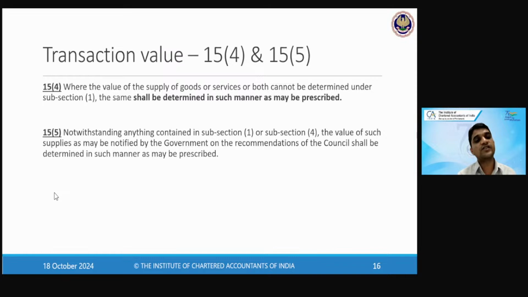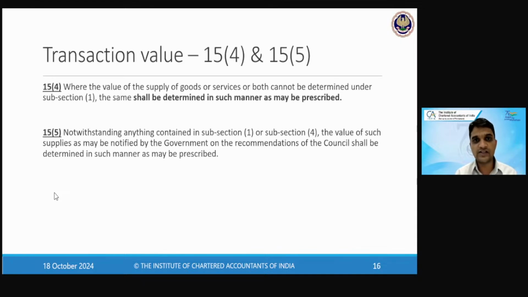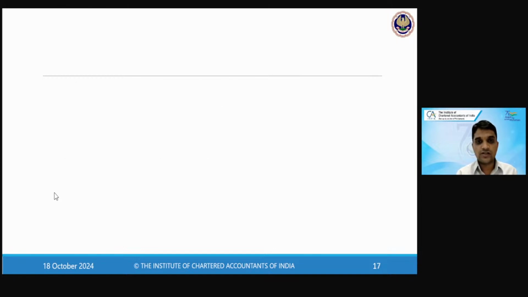Now, transaction value: where the value of supply of goods or services cannot be determined under subsection 1, then it shall be determined in such manner as may be prescribed. When the government recommends that in specific cases you have to go to the valuation rules, then you will go to the valuation rules. Otherwise, whatever we have discussed till now, that is 15.1, 15.2, 15.3, will apply in all scenarios. When will we go to the valuation rules? If none of these 15.1, 15.2, 15.3 is satisfied, that is, this is not a transaction between related parties, then we'll go to valuation rules.